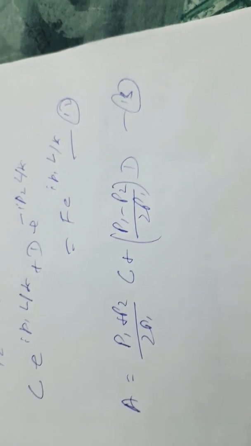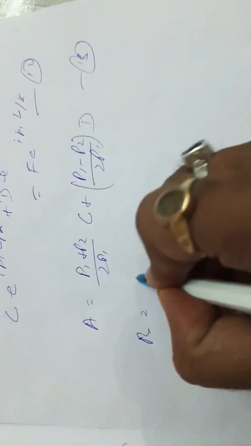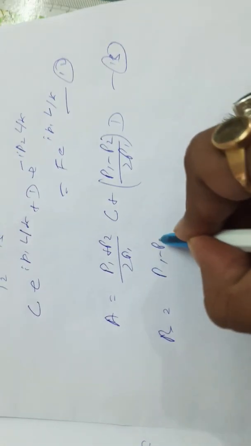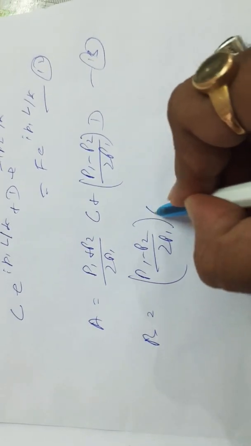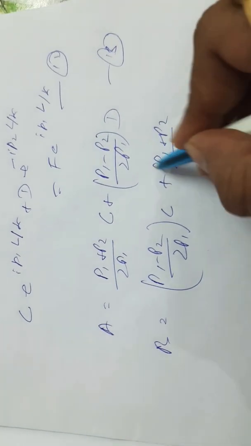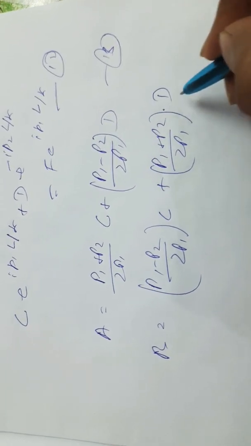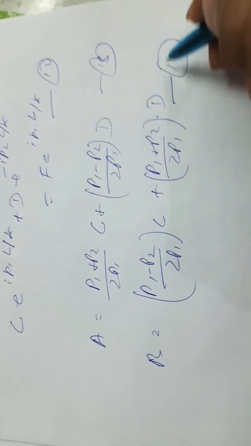Obviously we'll further have to solve this equation, and we'll have to calculate b also, as we have done in the case of a. So b will be equal to p1 minus p2 by 2p1 into c plus p1 plus p2 by 2p1 into d. So this will be equation number 14.